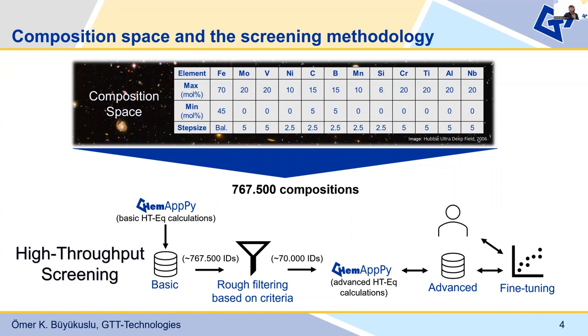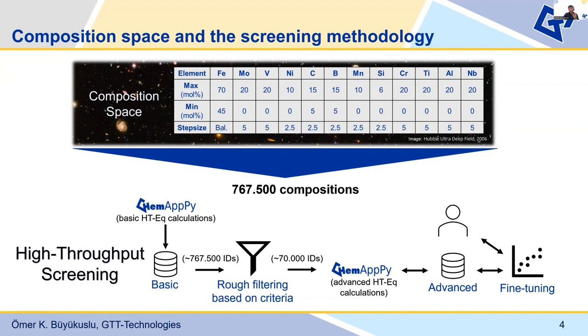This elemental combination range gives us around 767,000 compositions to analyze using Thermo-Calc equilibrium calculations. Given the size of the data, I utilized ChemApp for Python, which allowed me to leverage the computational capabilities of Python while harnessing the thermodynamic calculation capabilities of the software, as you all know.